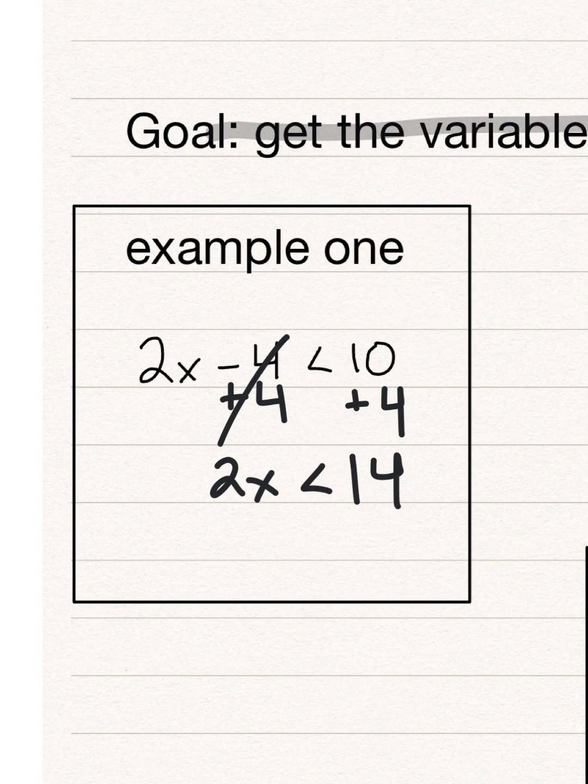All right, and 2 is multiplying by x. To undo multiplication, we need to divide by 2. When we divide by 2, we get x is less than 7.